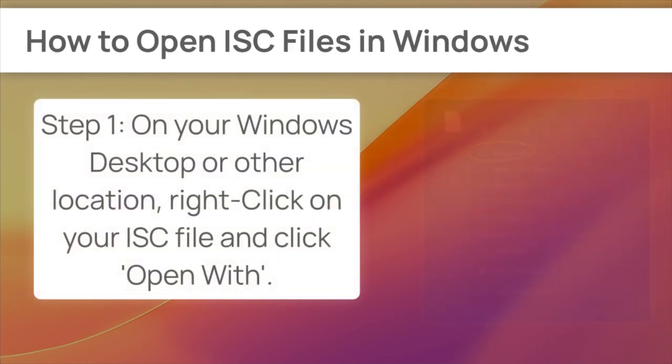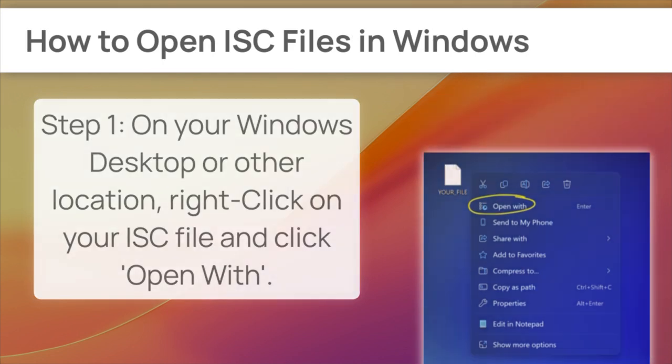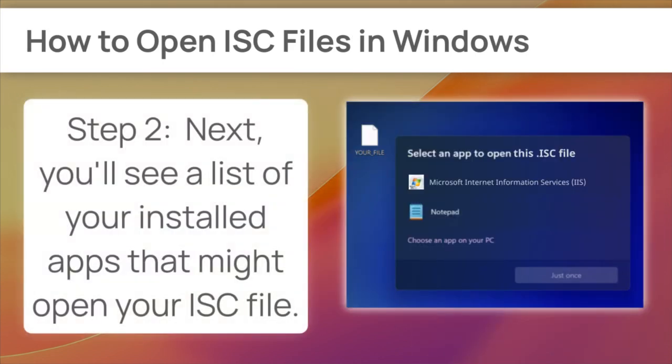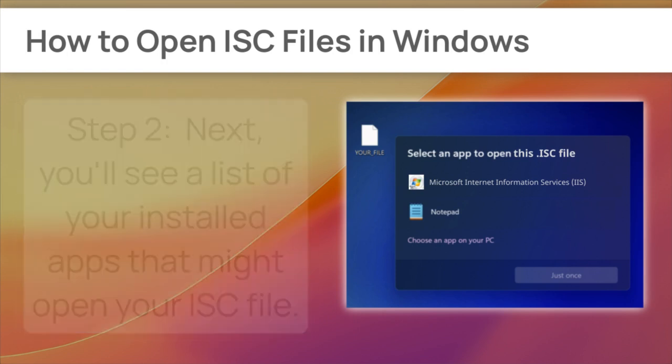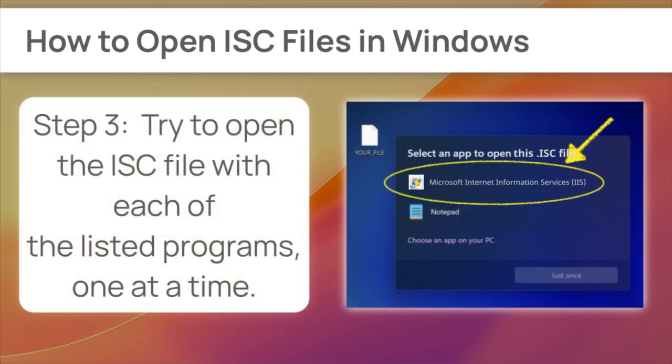Your primary action: right-click the ISC file and select Open With. If Microsoft Internet Information Services, IIS, is installed, use it. If not, choose another program. Continue testing until the ISC file opens successfully.